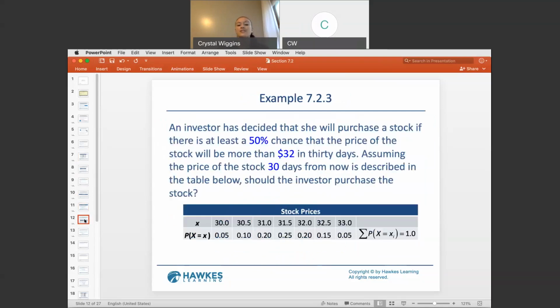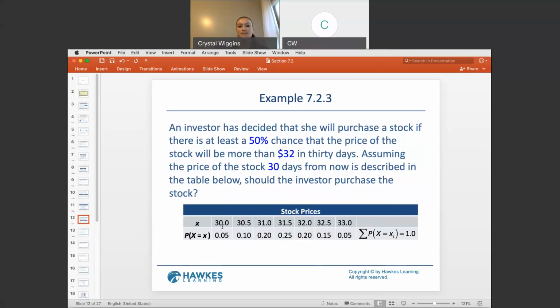Another example: an investor has decided that she will purchase a stock if there is at least a 50% chance that the price of the stock will be more than $32 in 30 days. Assuming the price of the stock 30 days from now is described in the table below, should the investor purchase the stock? So we see here that X is defined as the stock prices, and P of X is representing the probability that the stock will be this particular price 30 days from now.